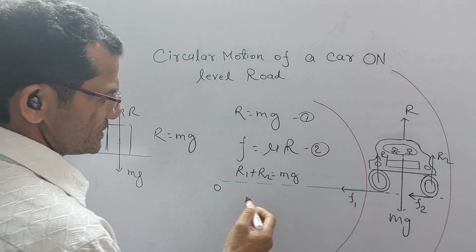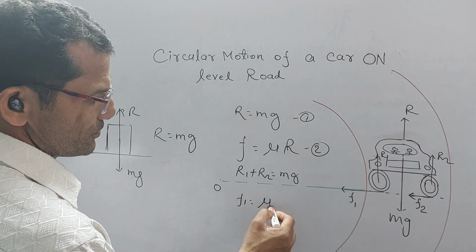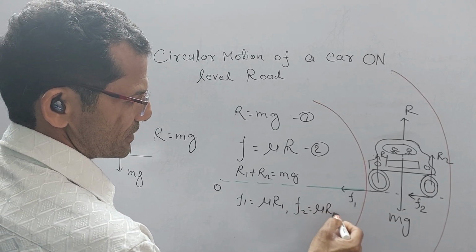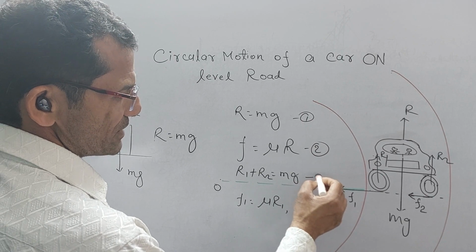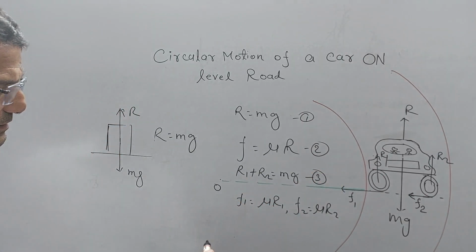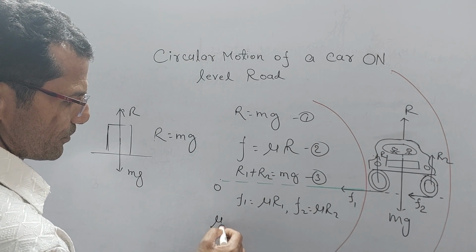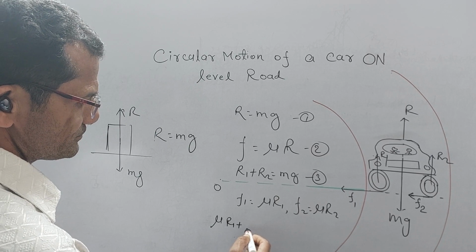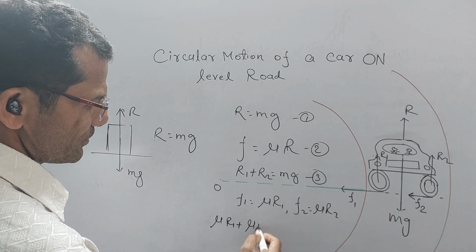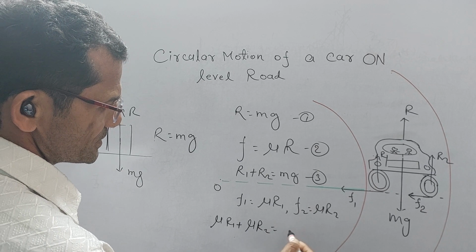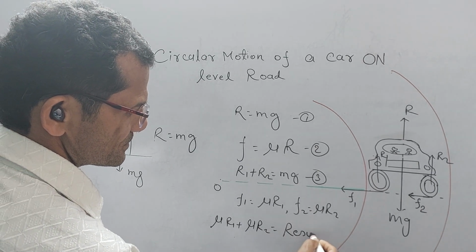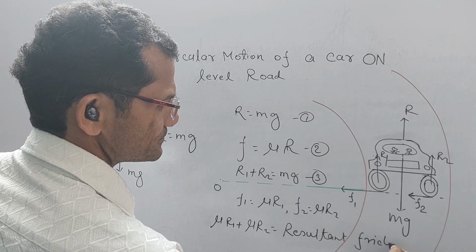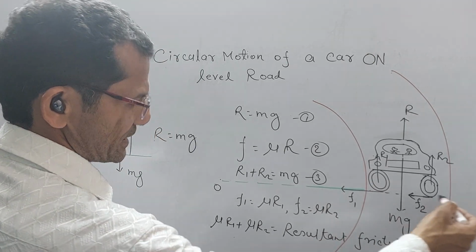Also we know from relation number 2 that F1 is equal to mu times R1, and in the same way F2 is equal to mu times R2. If I put these two values in equation number 3, it will be mu times R1 plus mu times R2. This is the resultant frictional force, which is acting in the inward direction.